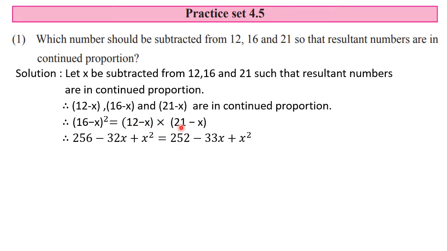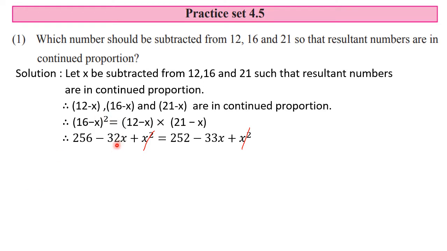Then add 12 and 21. So 12 plus 21 is 33. And this minus sign, so minus 33x. And minus x into minus x is plus x square. Now what we can observe is this plus x square is on both the sides. So we can cancel it from both the sides like this. It will get cancelled.